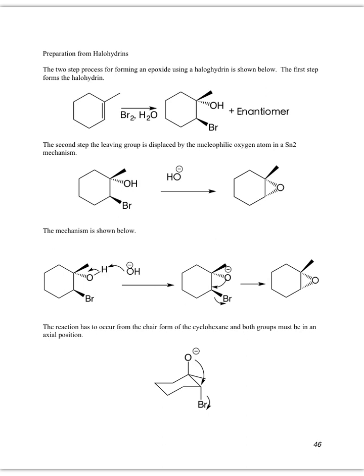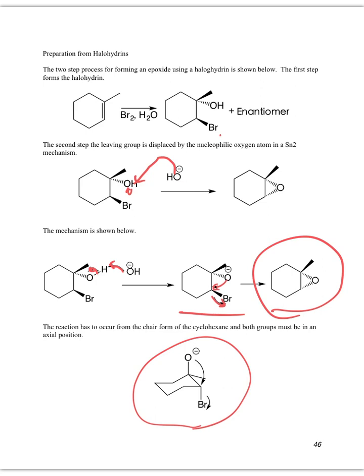The preparation of halohydrins, bromine and water, we've drawn that mechanism before. It gets bromine on the less, the oxygen on the more substituted carbon of the double bond. They are anti to one another, and then once we're there, we can remove the hydrogen off of the oxygen to make the alkoxide, and then do an SN2, since the oxygen's anti to the bromine, to form the 3-membered ring. Okay. For this to occur, both groups have to be in the axial position.